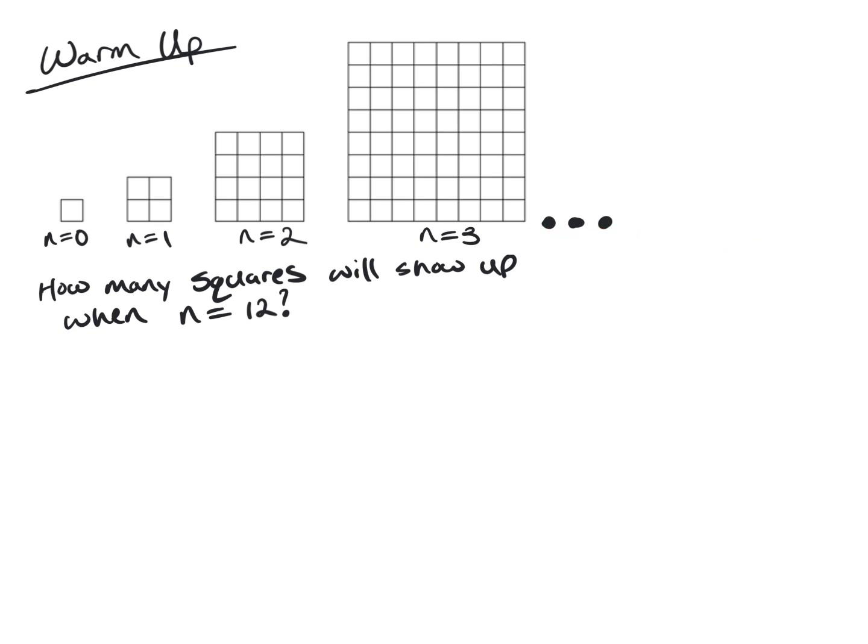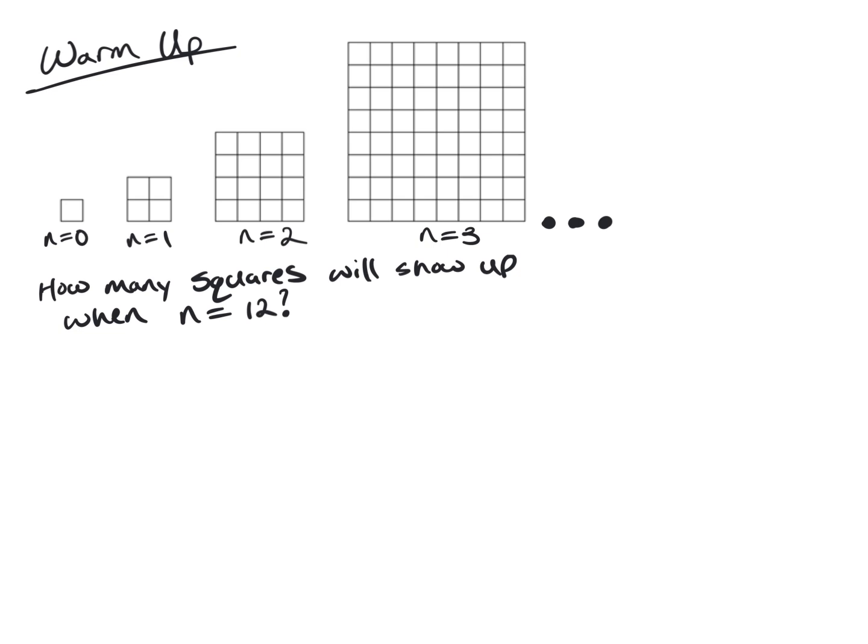This is how you know we're working with a sequence, hence the section we're in is geometric sequences. So I'd like you to answer this question: how many squares do you think would show up when n is equal to 12? Another way of saying that is on the 12th step. This is the 0th, the 1st, the 2nd, the 3rd. How many will be on the 12th step?